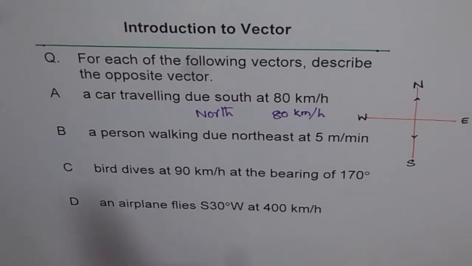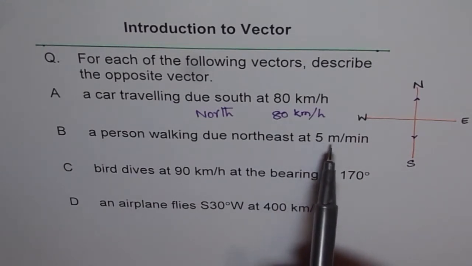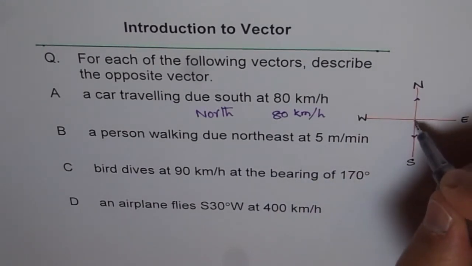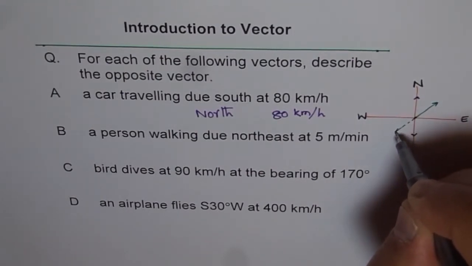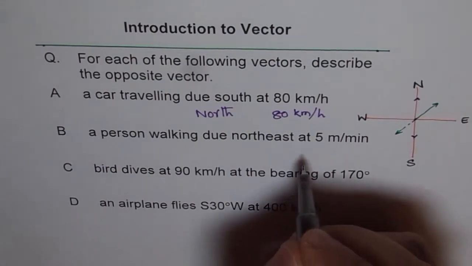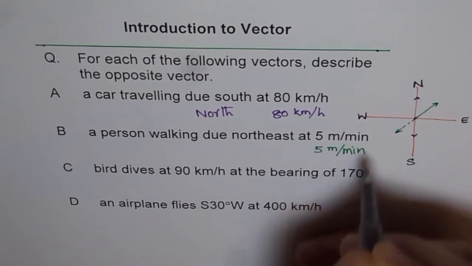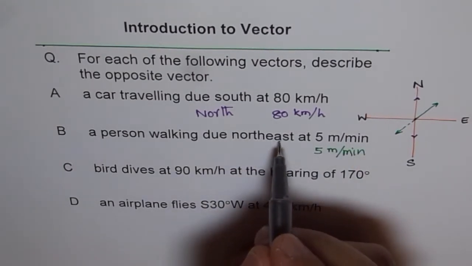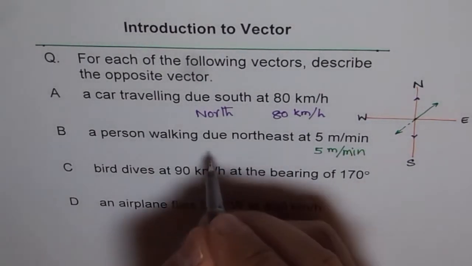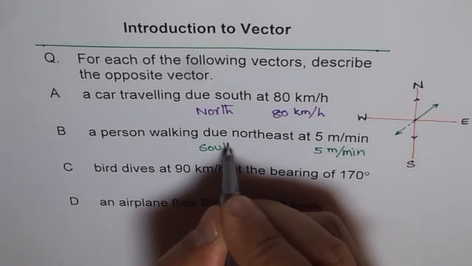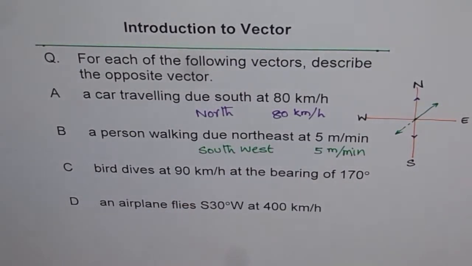Now for the second one, a person walking due northeast at 5 meters per minute. So northeast is this direction. So we'll reverse this direction to this, correct? Maintain magnitude, that means 5 meters per minute, and change northeast to southwest, reverse. So we get southwest. So that is the answer.